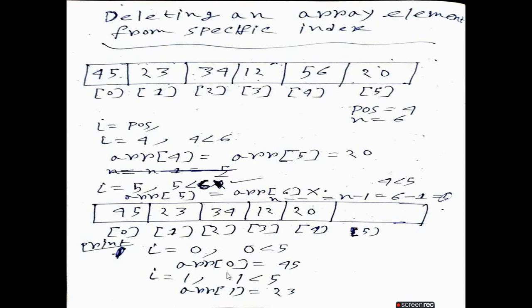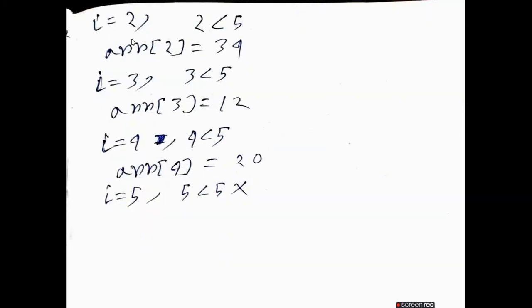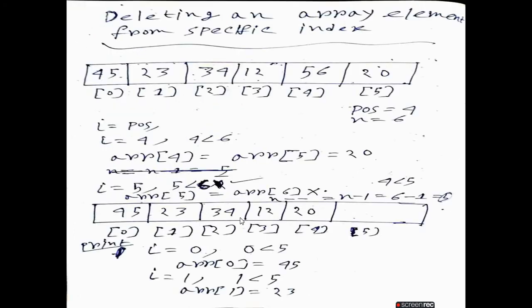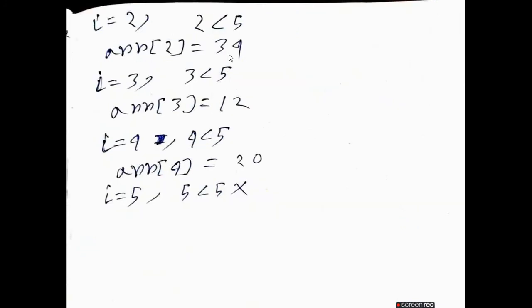Increment I, it becomes 1. 1 is less than 5, yes. AR of 1 value is 23, 23 is printed. Then increment I, the value is 2, 2 is less than 5, yes. What is printed is the value of AR of 2. What is the value of AR of 2 now? 34, so 34 is printed.